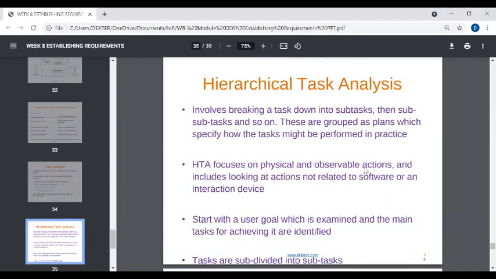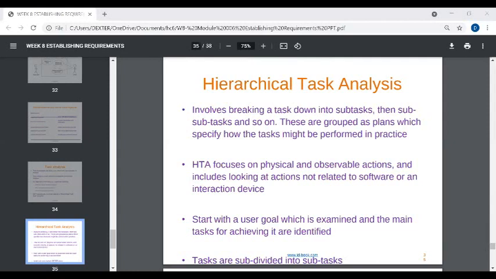Okay, so the HTA, the hierarchical task analysis. The HTA was originally designed to identify training needs. It involves breaking a task down into subtasks, and then into subtasks, and so on. These are grouped together as plans that specify how the task might be performed in a real situation.